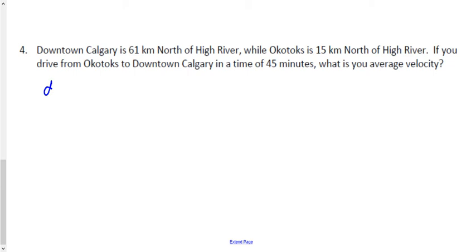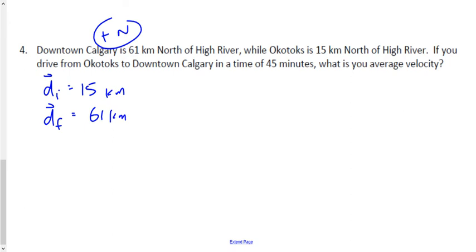Let's say position 1, Okotoks, is 15 kilometers north of High River. Calgary, downtown Calgary, is my final position because I'm going from Okotoks to Calgary. That's going to be 61 kilometers north of High River. This is so far just like our quiz question, right? Our reference point is High River. Doesn't really matter what my reference point is as long as I'm consistent.